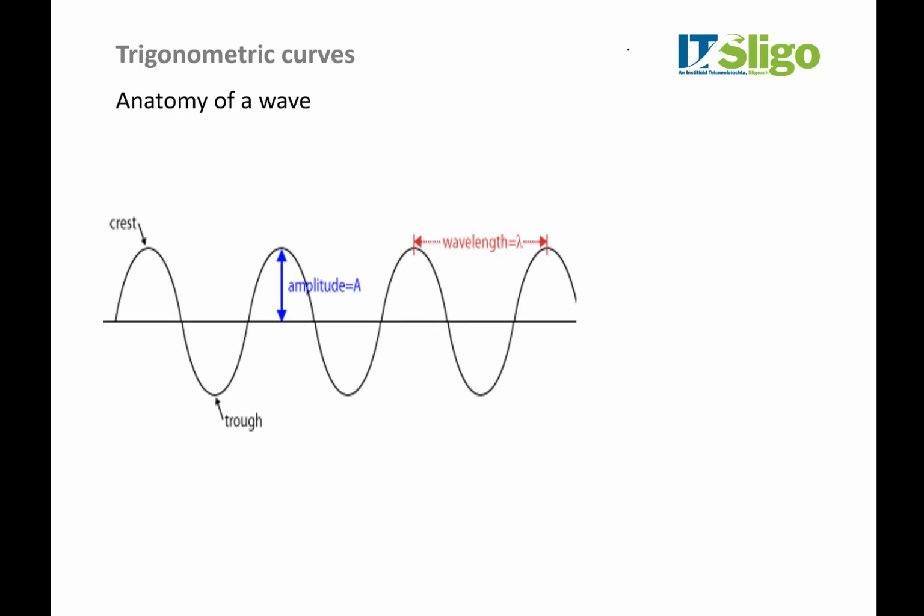Just some of the terminology of waveforms. The amplitude is from the midline to the peak of the wave. It's not the whole lot. That's not the amplitude of the wave. The amplitude is from the midline to the peak. The wavelength is the distance between two peaks or two troughs. We have a crest, also I call them peaks, and we have the trough of a wave.